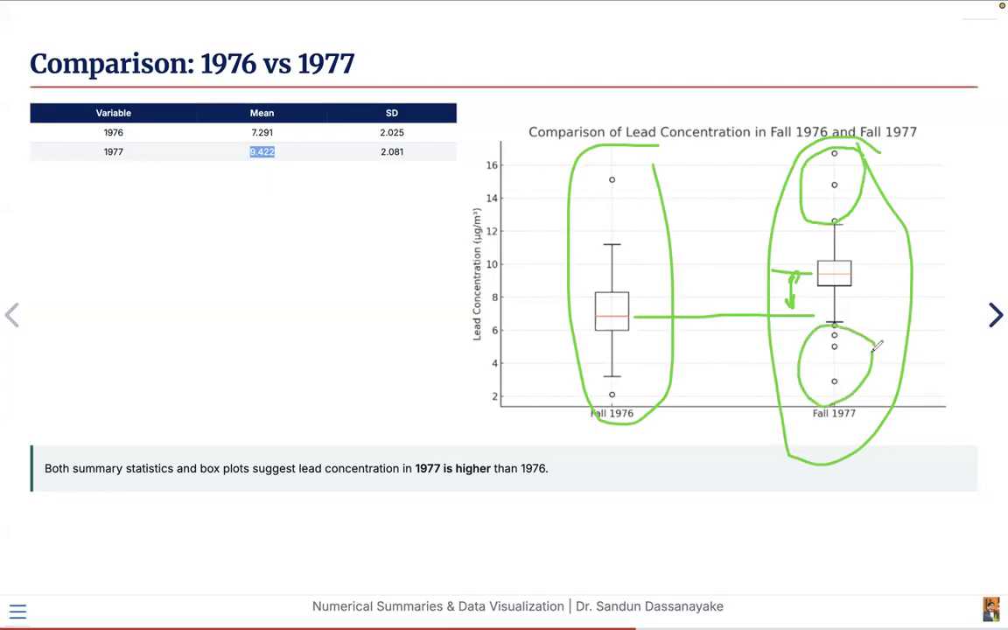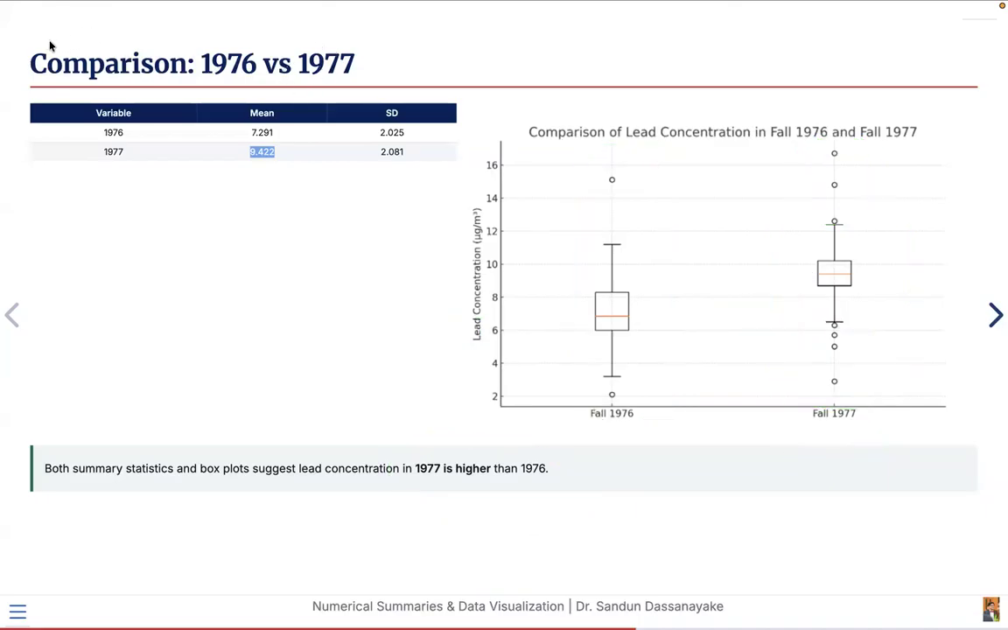So there may be high concentrations and low concentrations of lead in your measurements. Both summary statistics and box plots suggest lead concentration is higher than in 1976, of course, but there are anomalies here as well. So we have to look at where we see an increase in lead and where we see a decrease in lead. That's what the comparison of box plots indicates. Right, let's go forward.